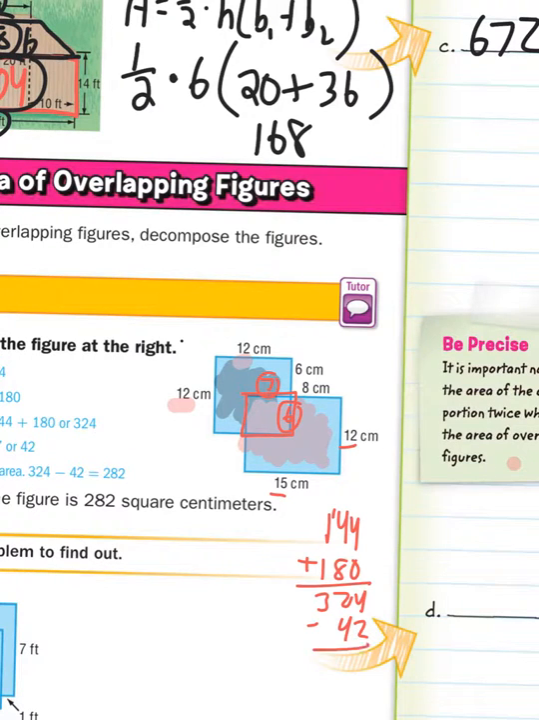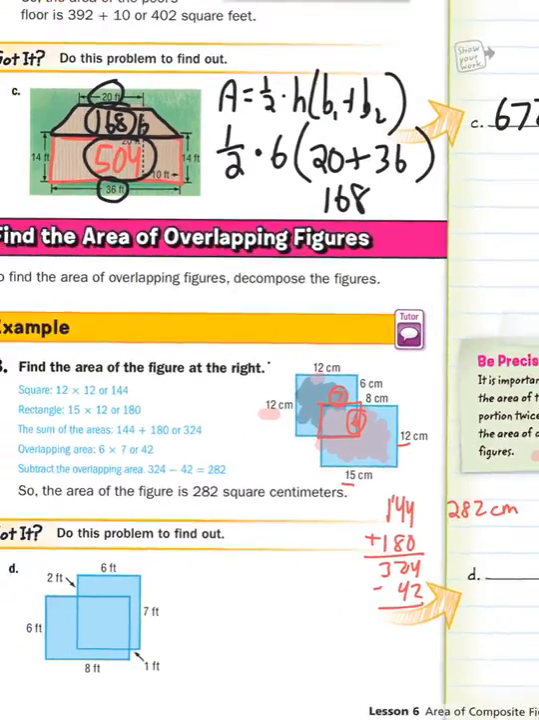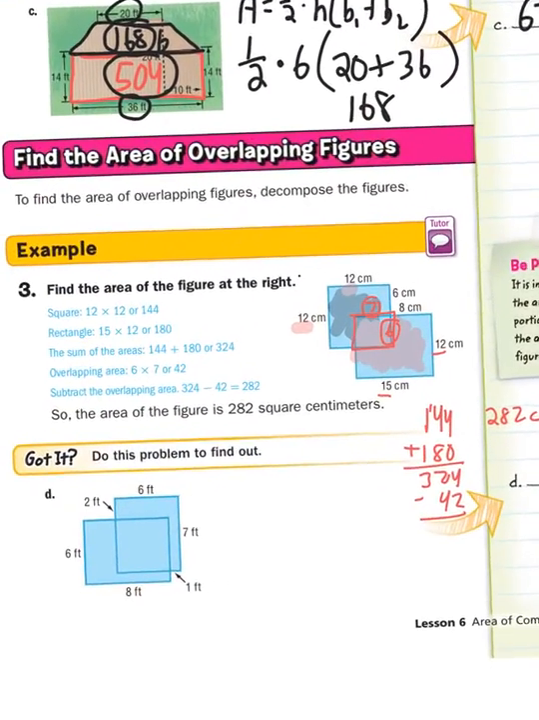And then I have to take the area of the two figures, 324, minus that middle area. And if I do that, I get 282 square centimeters. Told you it was tricky. So let's see how you do down here. I'm going to tell you what to do first.